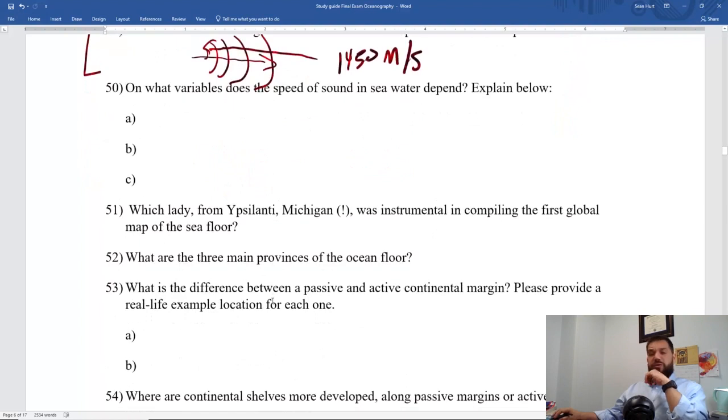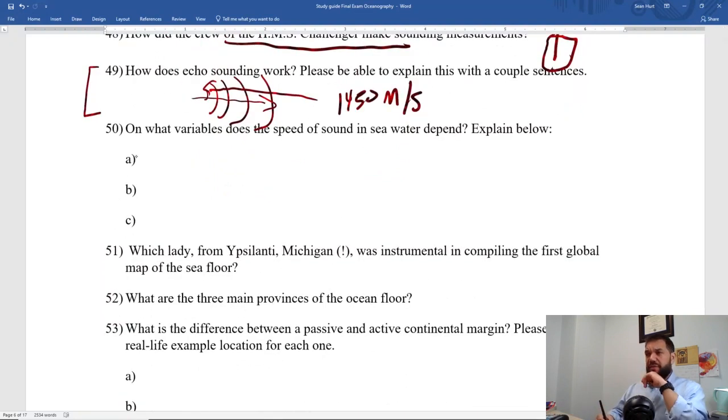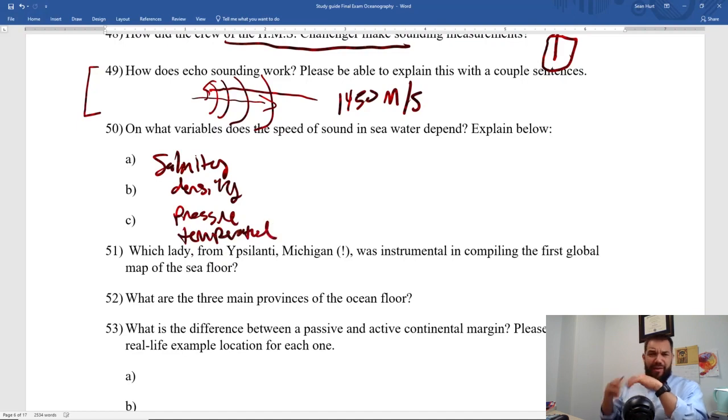Now, that 1450 meters per second is not constant. It actually depends on different things such as the salinity, the density, the pressure, and the temperature as well. Okay, but you don't have to know all that stuff. I mean, you don't have to know exactly how it changes with all those different variables. I just want you to know that it does change. So you can get, as a rough estimate, a pretty good idea about the depth of the water just by using a straight number, 1450. It does change a little bit with density and all those other factors, but not a lot.